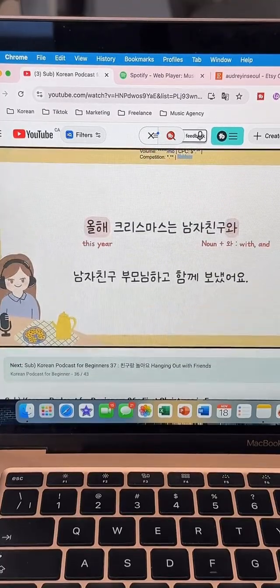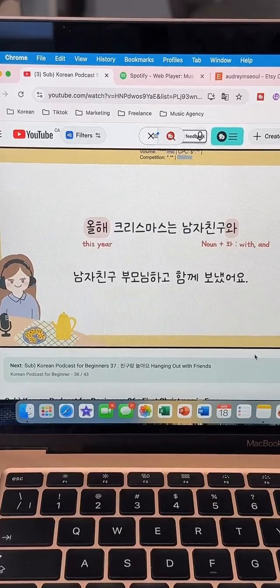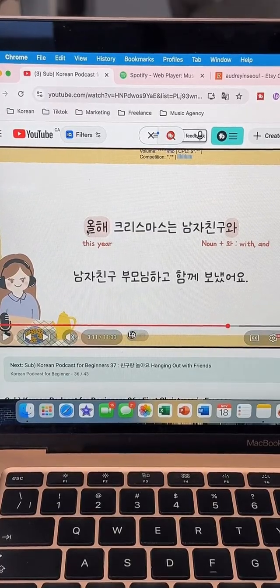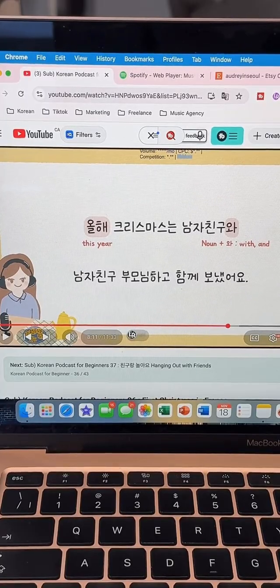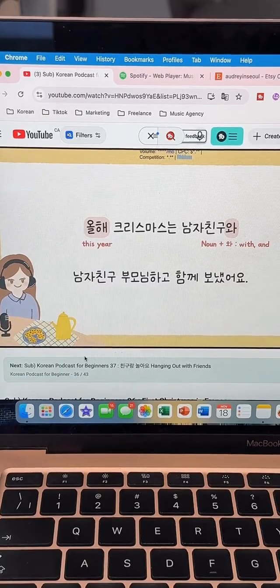So it's basically saying that this year she spent Christmas time with her boyfriend and her boyfriend's parents together. That would be the translation to the sentence. If you have any questions about any word or anything that you are not sure to understand in this sentence, please feel free to comment down below and I will answer. But for now, let's continue with the next sentence.